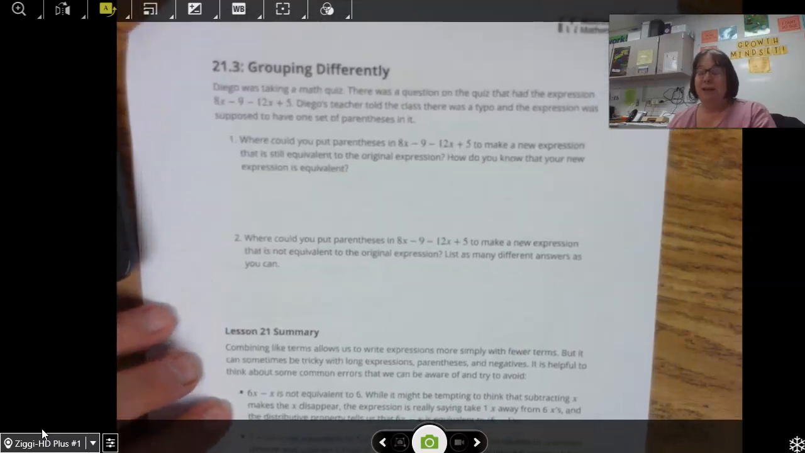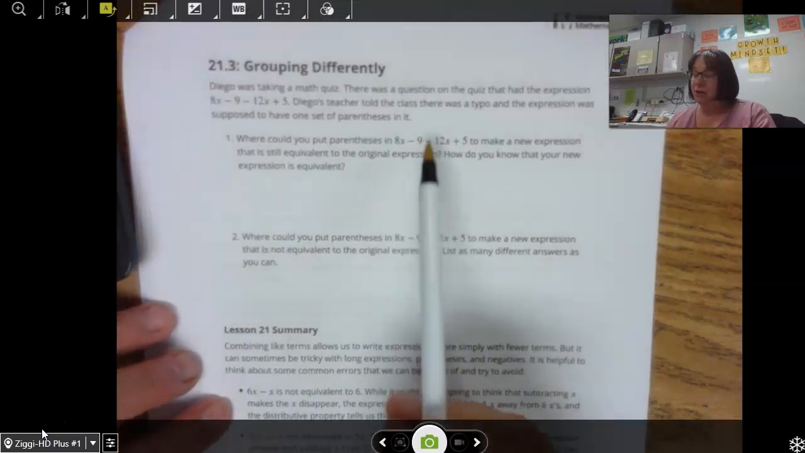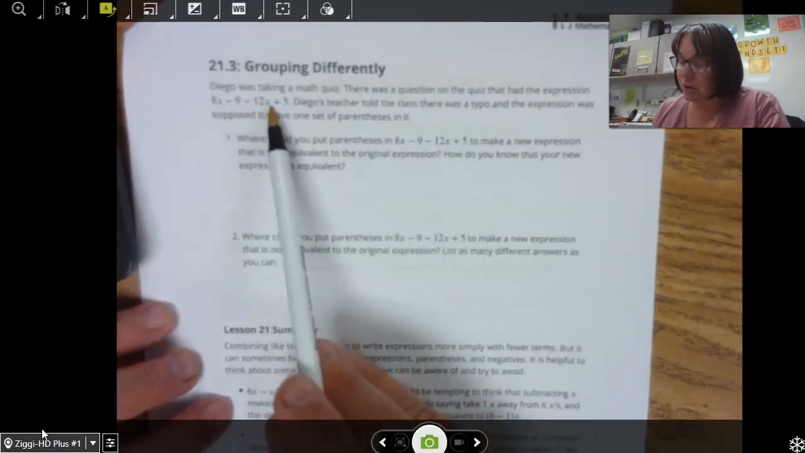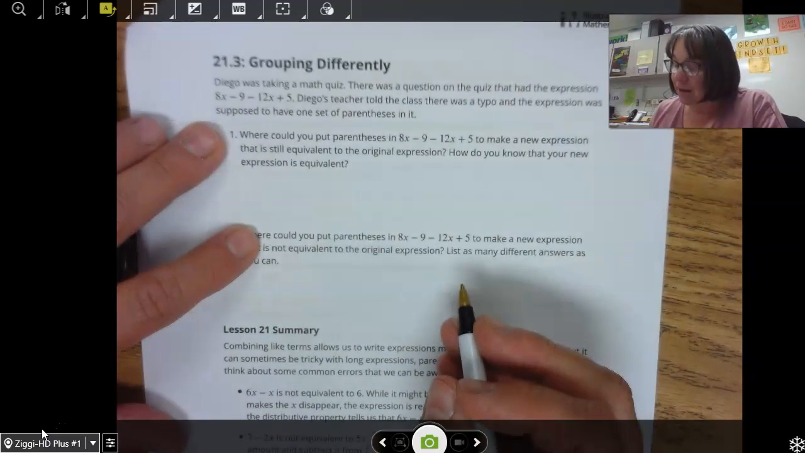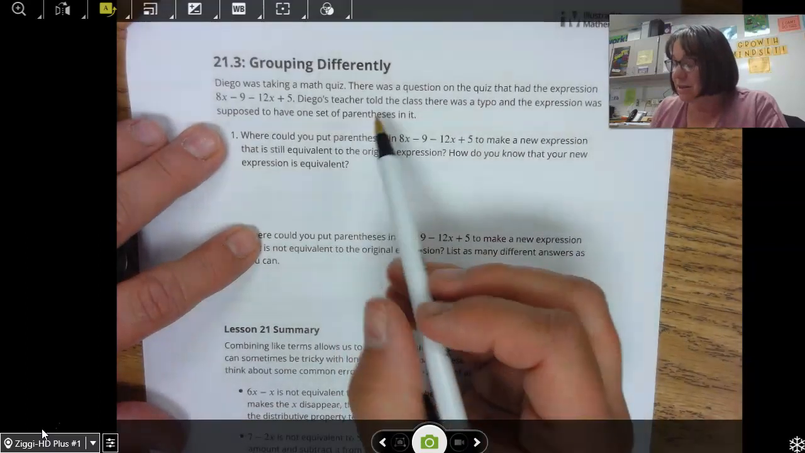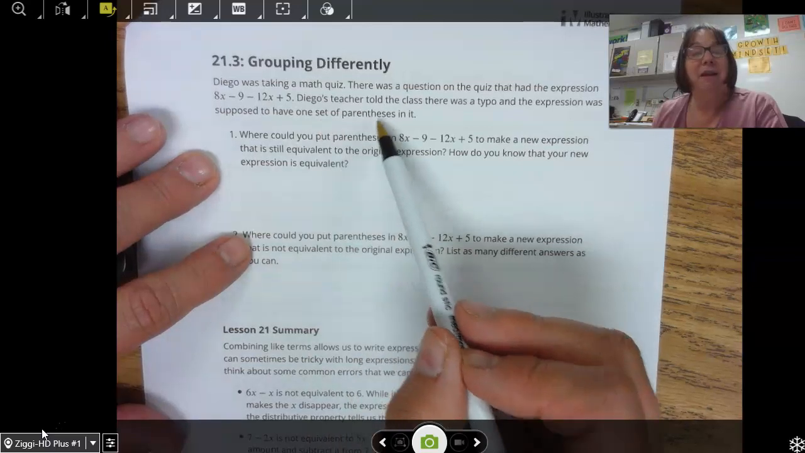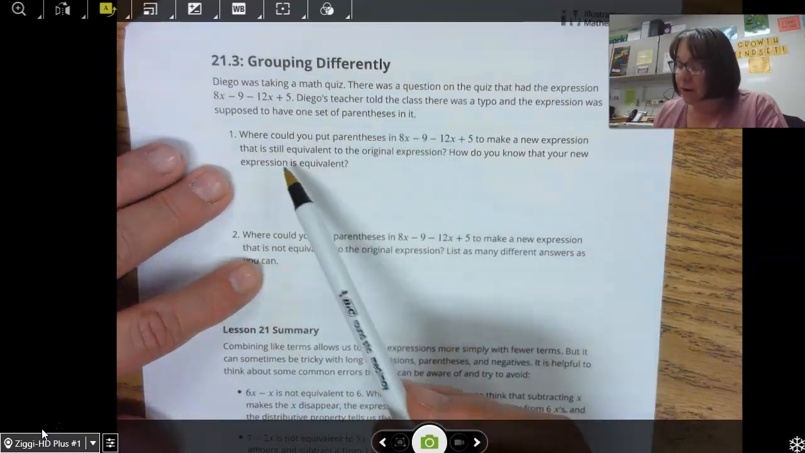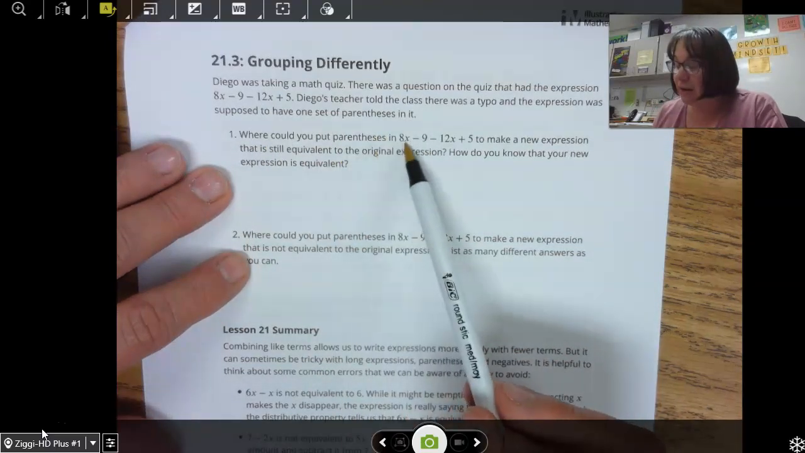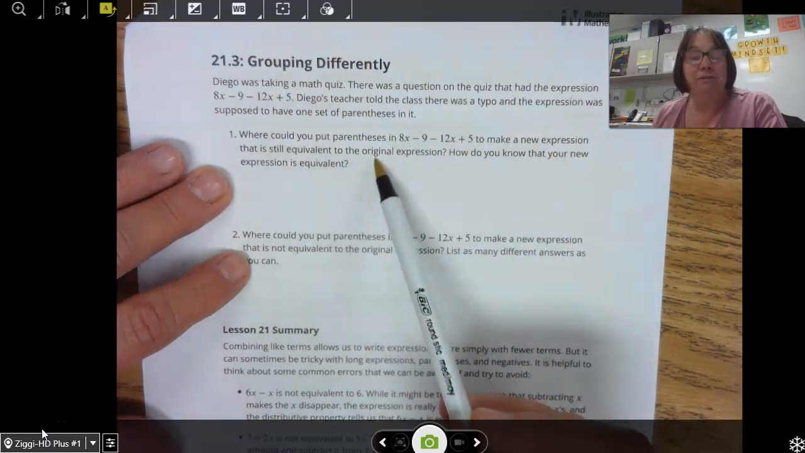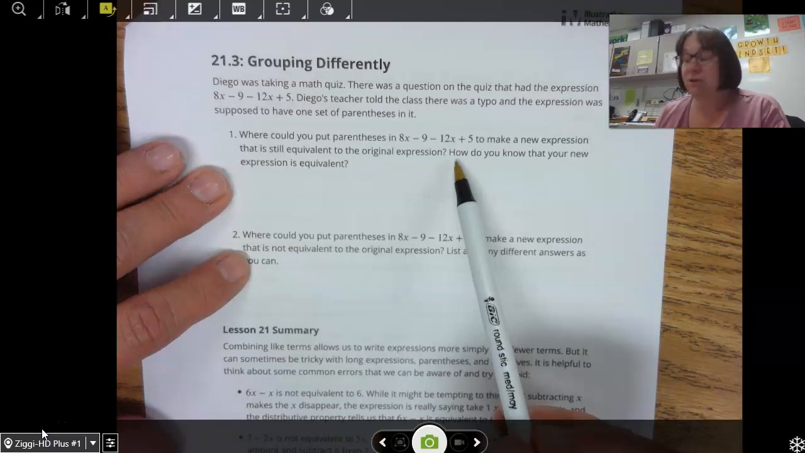So Diego was taking a math quiz, and there was a question on the quiz that had the expression 8x minus 9 minus 12x plus 5. But Diego's teacher told the class there was a typo, and the expression was supposed to have a set of parentheses in it. So, number 1, where could you put parentheses in it to make a new expression that would be equivalent to the original? So it'll give you the same answer as the original.